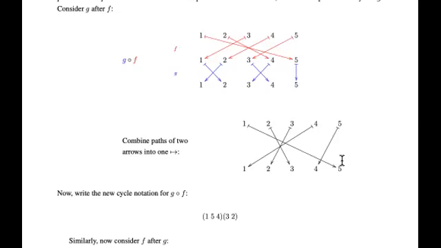So 1, 5, 5, 4, 4, 1. So back to 1 again. And so that forms a loop 1, 5, 4, and then 3, 2. See, 3 goes to 2, and 2 goes back to 3. Okay.